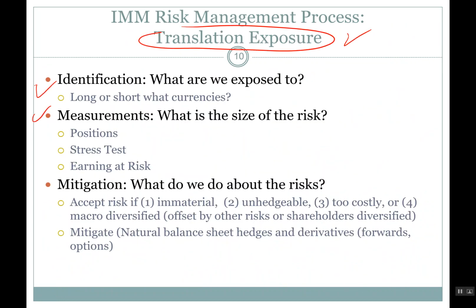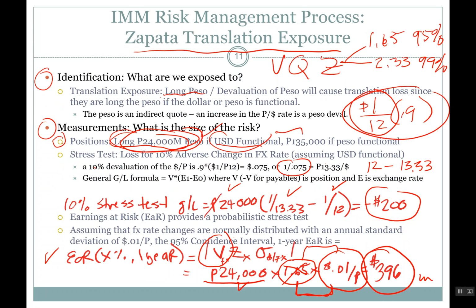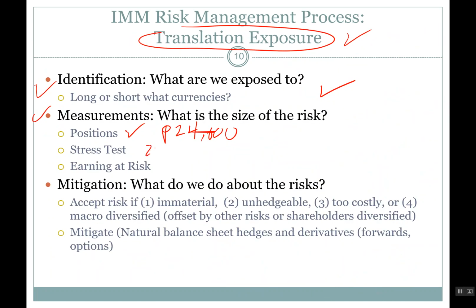All right, so IMM process. What are we exposed to? We're long the peso. What's our position? Well, based on our functional currency, we're long 24,000 pesos. Our stress test is we could lose $200 million. Our earnings at risk is we could lose 396.